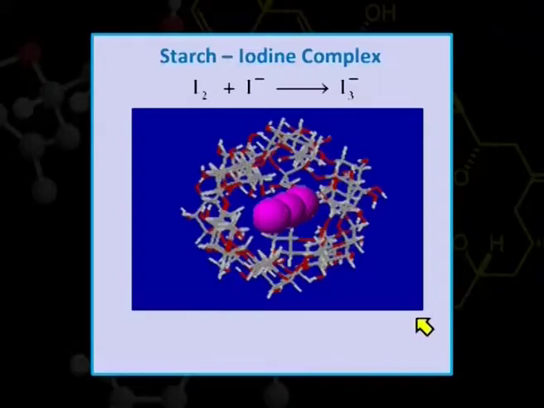We know that iodine is not soluble in water, but when it is dissolved with potassium iodide in water, it is soluble. And now when it is added to starch, this iodide ion I3-, being soluble in starch, slips into the cavity of the starch, and in this way this charge transfer complex is formed, which is blue-black in color.